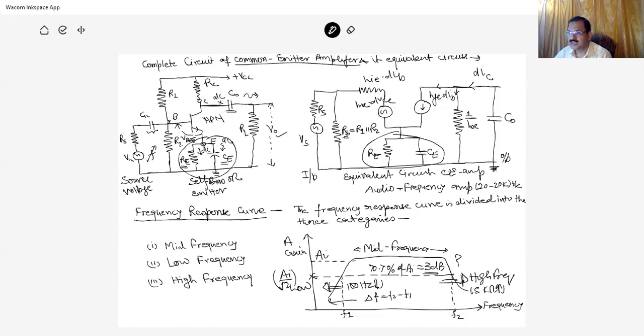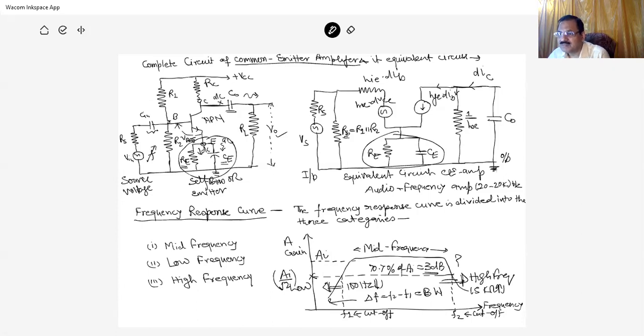This F2 is the higher cutoff frequency. This is also known as the cutoff frequency. This is the lower cutoff frequency, and here it is called bandwidth. So in this way, we have to find out the bandwidth of the given circuit.